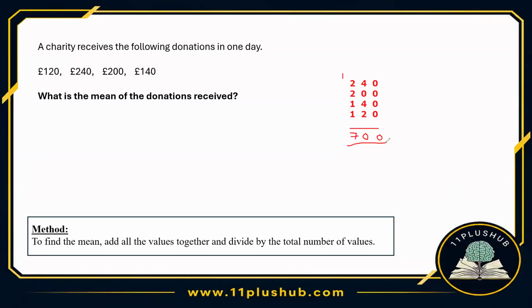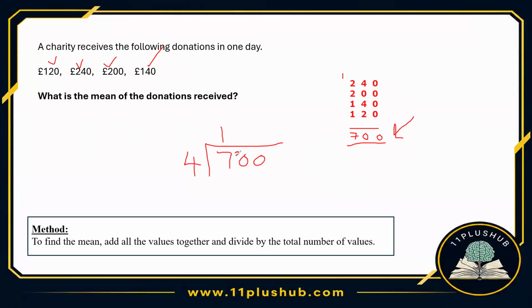Okay, but we're not done, because the second step means that we've got to take our answer, which is 700, and divide it by the number of values that we added up. How many values did we add up? We added 1, 2, 3, 4. So we've got to divide 700 by 4. Let's put 4 on the outside. How many times does 4 go into 7? It only goes in the one time. 4 times 1 is 4. We wanted to get to 7, so I have a remainder of 3.